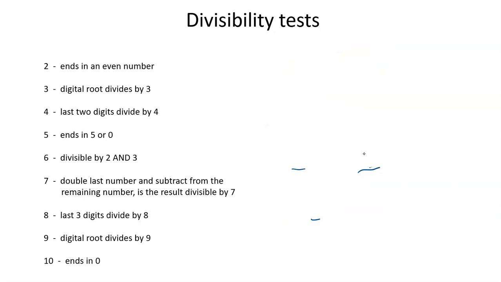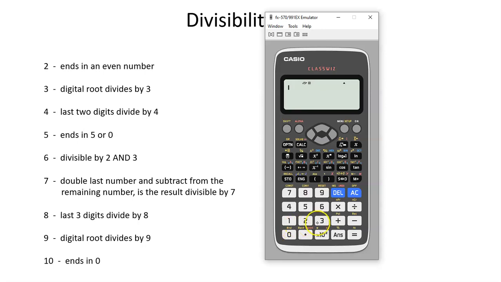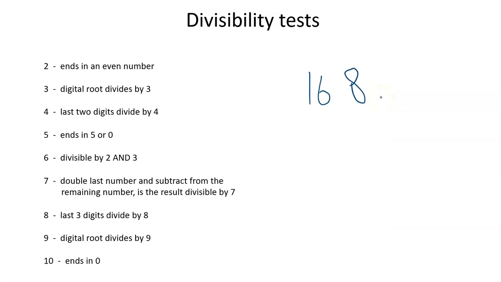divide by 7, so I don't know what that might be, but let's say 13 times 7. What's that? 91. Or let's go a bit bigger. Let's say 24 times 7. So it's a bit bigger. 168. Let's test this one.